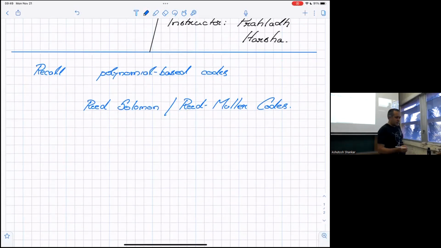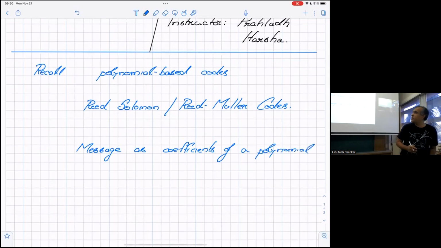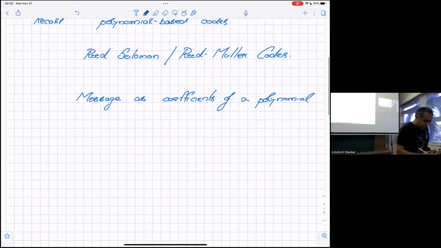So the first step was to view the message as coefficients of some polynomial. So the message basically specifies the polynomial. And then what was the codeword? The codeword was just the evaluation of this polynomial over a particular choice of evaluation points. This is how we obtained Reed-Solomon as well as Reed-Muller.